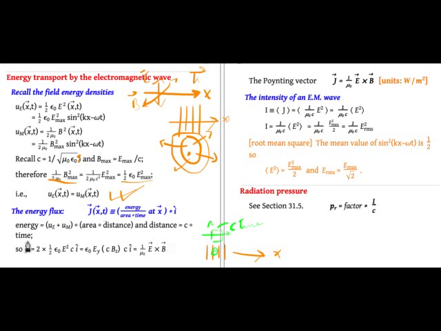So the energy flux, well, UE and UM are equal, so I'll just take 2 times UE. UE is 1/2 epsilon naught E squared, then times area divided by area. So the area divided by the area cancels out. Then times distance divided by time. Distance divided by time is the speed. Speed of what? Well, the speed of the wave. So that's c, and the direction is i hat.